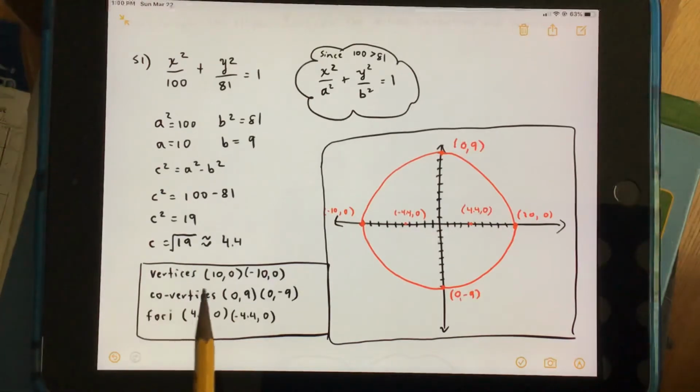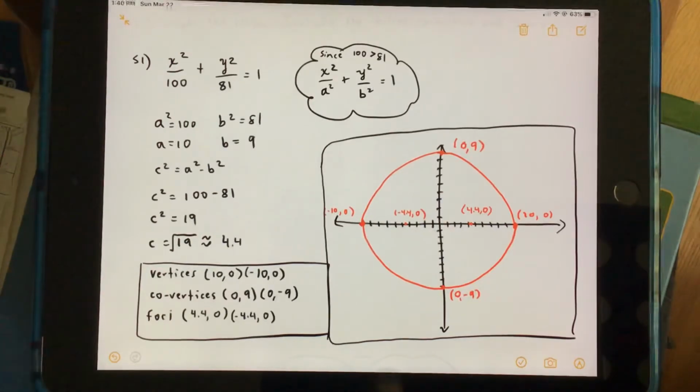So I'm going to write the number that I got for a in my x-coordinate position because my vertices are on the horizontal axis. And then the y-coordinates, of course, will be 0. My foci, that's plural for focus again, will be also on the major axis. So I'm going to make sure that the numbers that I get for my c values, my foci, are also going to be in the x-coordinate position, and the zeros will be in my y-coordinate position.